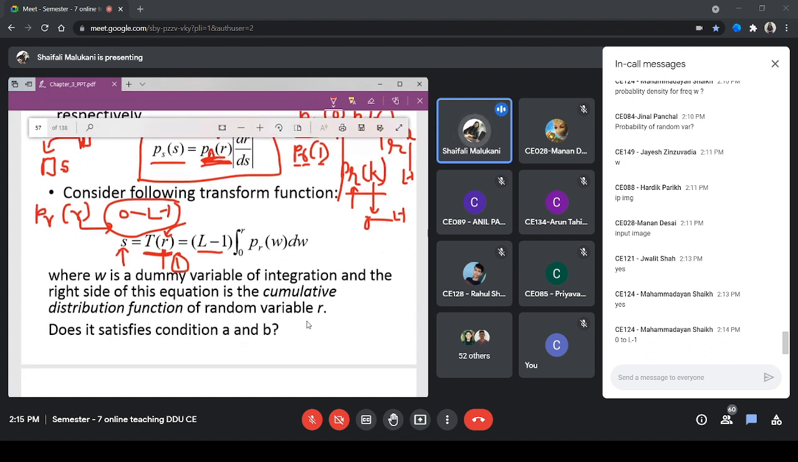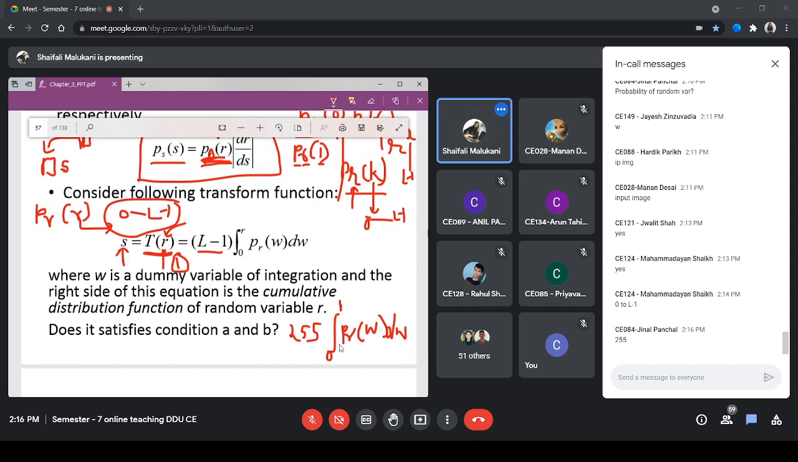W dW. I will write it. So what is it? L minus 1. Can you tell me what L minus 1 will be if it is an 8-bit image? It will be 255, right? So I am writing here 255, integral 0 to R. What is R? R is 1. I am currently finding for 1. So 0 to 1, then PR of W dW.